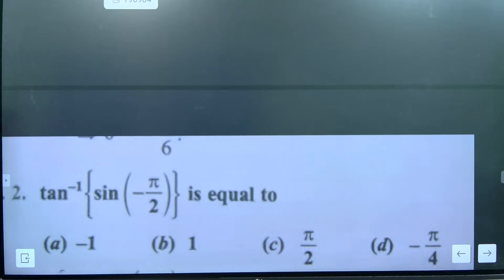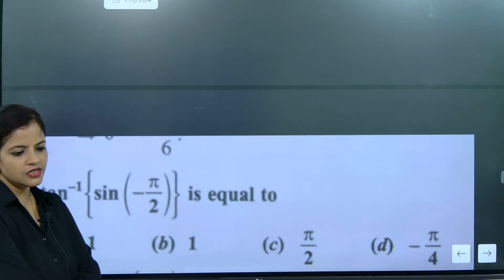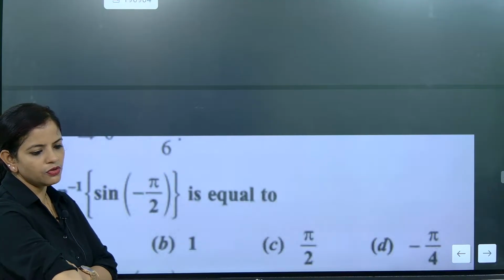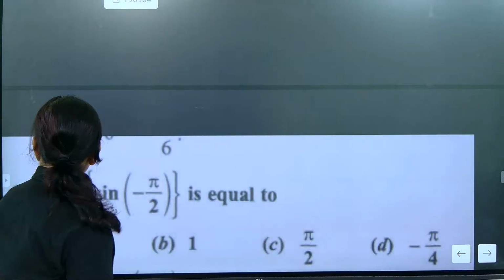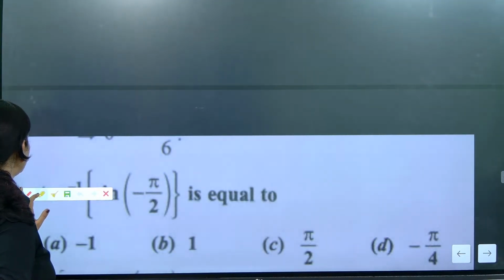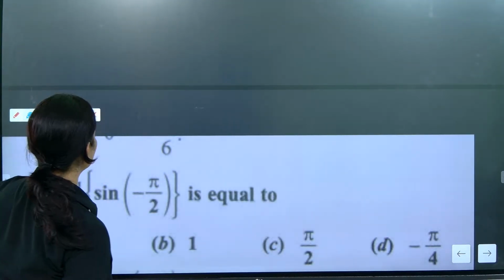Okay, the answer is -1. Fine. Let's check this one now. Answer is -1. Is it okay? Answer is coming as -1. Let's check this one out. Answer is -1 or not. We will check. Fine. Let's go for it.